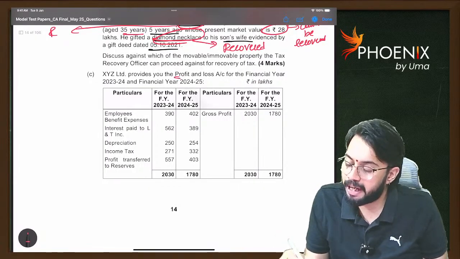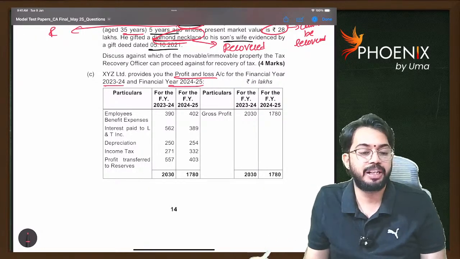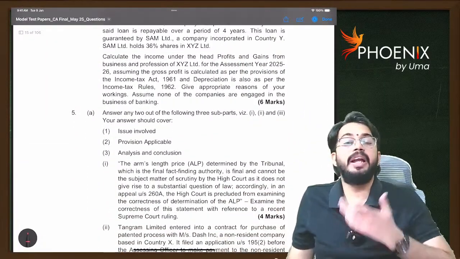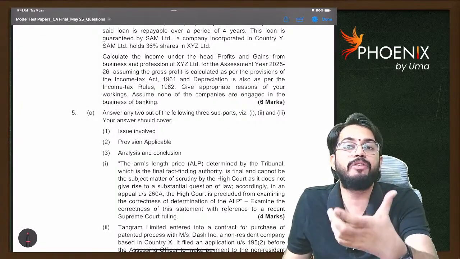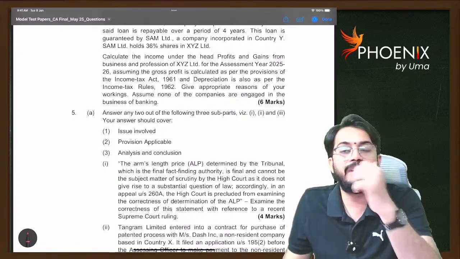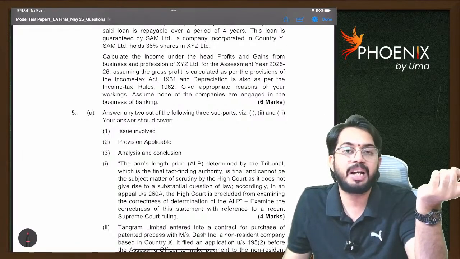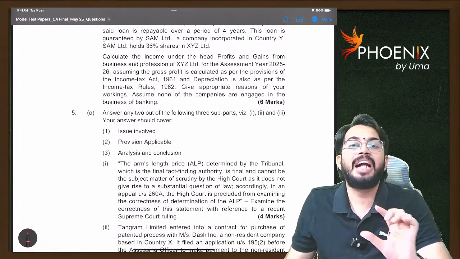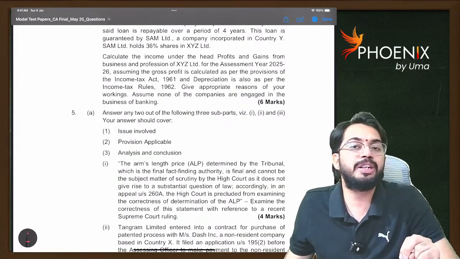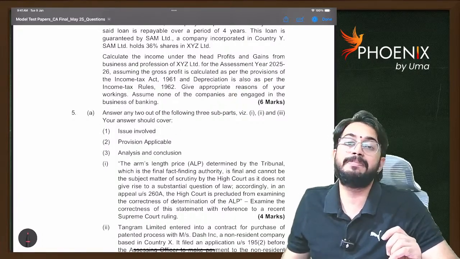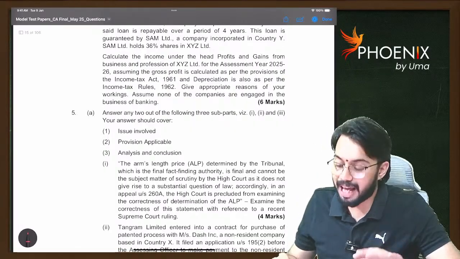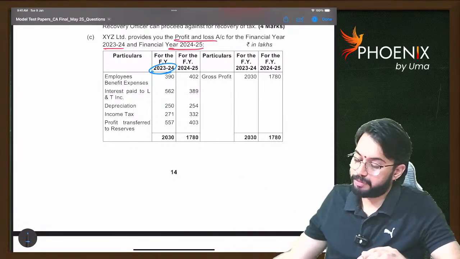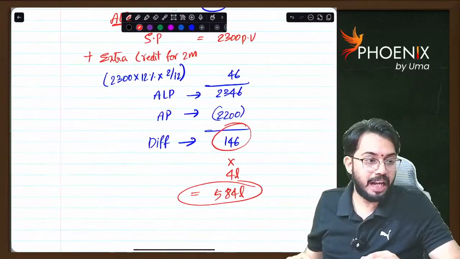XYZ Limited provides you P&L account for financial year 23-24 and financial year 24-25. There is one concept, limitation of interest deduction. In transfer pricing, we have studied that whenever you are paying interest to an associated enterprise, 100% of the interest is not allowed. The maximum interest allowed is the actual interest paid to the associated enterprise or 30% of EBITDA, earnings before interest, tax, depreciation and amortization, whichever is lower, will be allowed as deduction. So in 23-24, how much is gross profit? 2030 lakhs, correct?